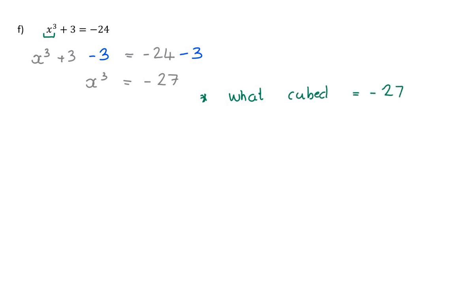Okay, now if it's a negative, I'm pretty sure x is going to have to equal a negative, because a negative times a negative times a negative would have to give me the negative. If this x was going to be positive, then this would have to be positive 27.